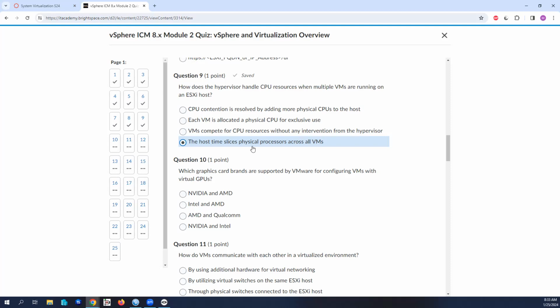The VMs compete for CPU resources without any intervention from the hypervisor. Well, the hypervisor controls everything, so it's not like a riot and the police are running away because they're afraid. But I probably shouldn't have that recorded in Zoom. Oh well. So yes, you're correct. That's the only one. Time slice physical processors across all VMs.